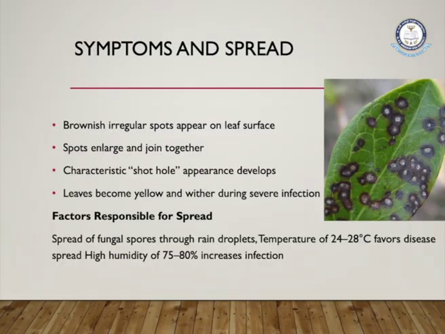When this disease occurs, 10 to 12% of your crop yield will decrease. So you should be very careful. If it is 10 to 12%, your rearing also decreases, and your silkworm health will be affected. So what are the symptoms and spread? First, it will appear like a small brown spot. If you don't observe it and leave it without taking any care, what will happen? This small spot will increase in area and form small holes. So first brownish irregular spots appear on the leaf surface, elongate and join together. Characteristic shot holes will appear.